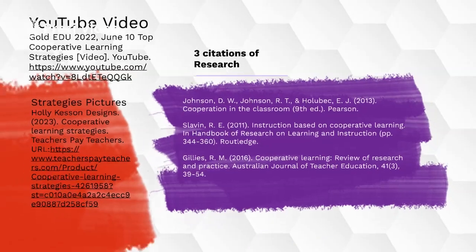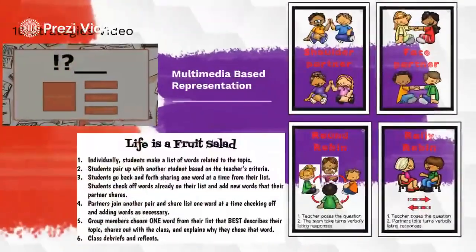Here are the links. And here are a few of the different strategies that I found pictures of and some descriptions. There's shoulder partner, face partner, rally robin, round robin, and life is a fruit salad. I found that strategy and I thought it was really cute.